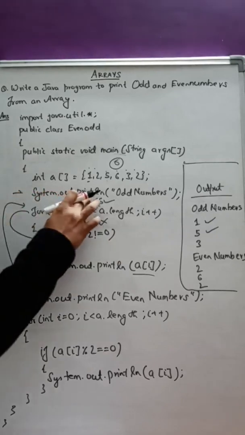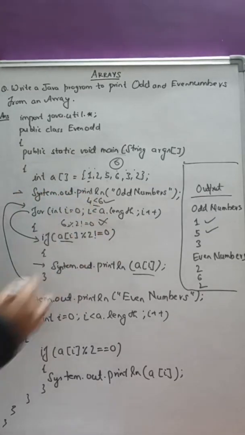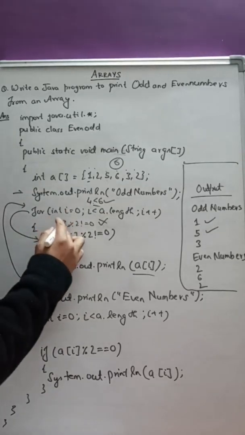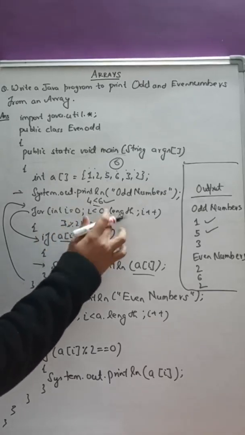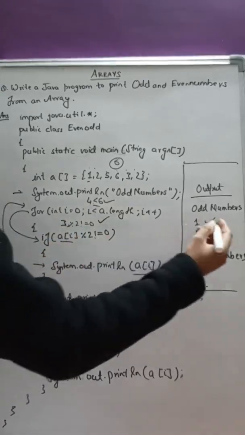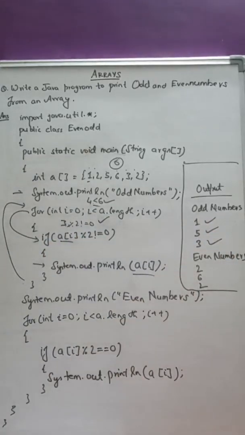Next, for the value of i equal to 4, the value will be 3 over here, and 3 modulus 2 is not equal to 0, so this condition will be true in this case. So when this condition is true, the value will be printed over here. So as you can see, in the case of printing odd numbers, we have simply traversed the elements and checked whether the remainder is not equal to 0. If it is not equal to 0, that will be an odd number.